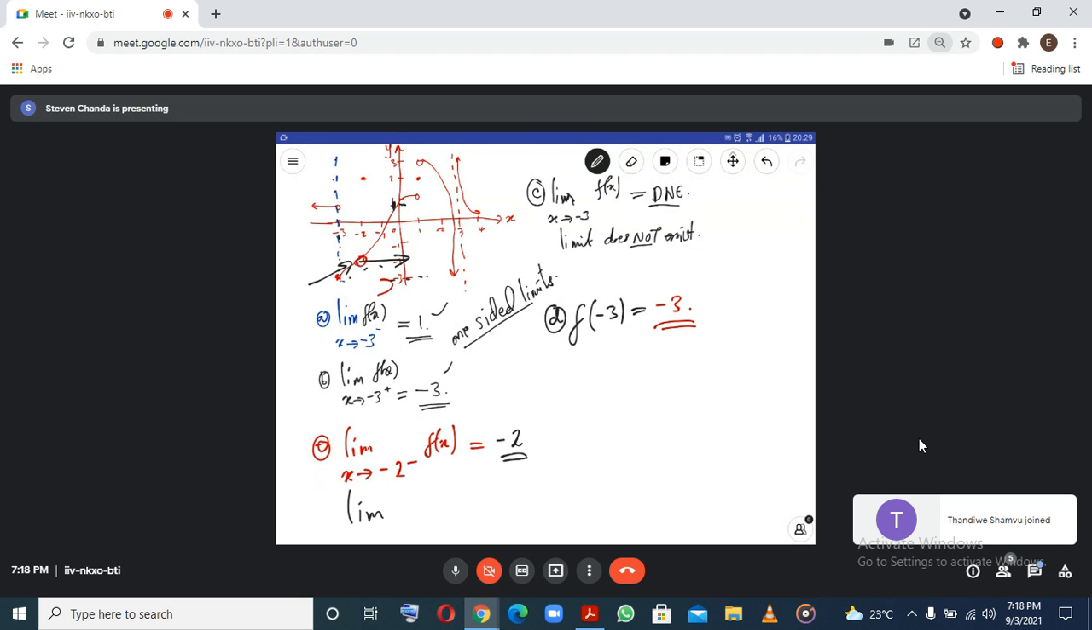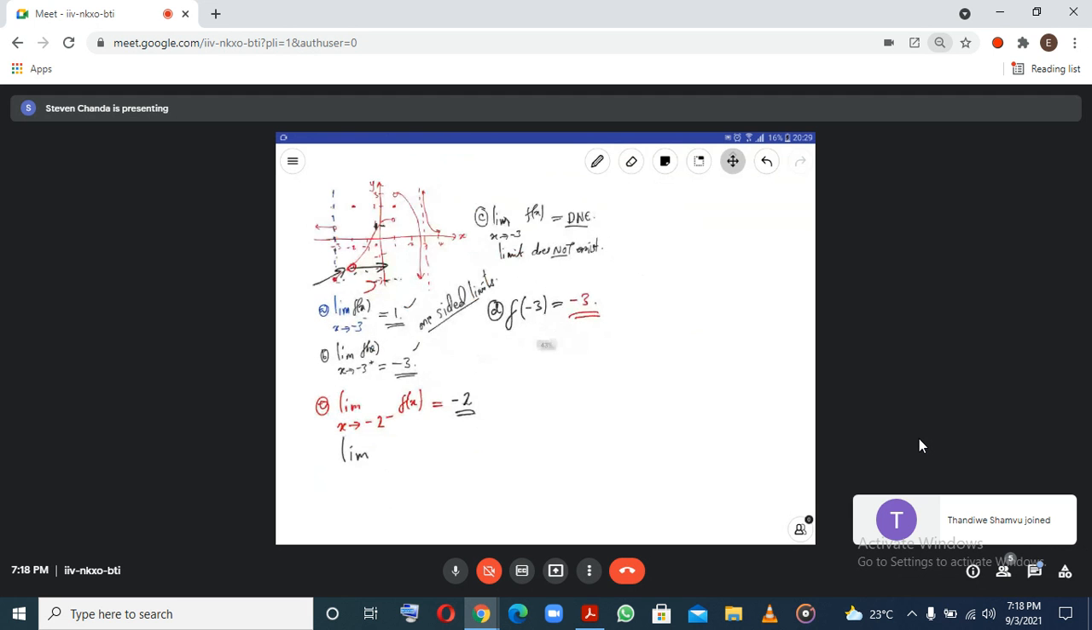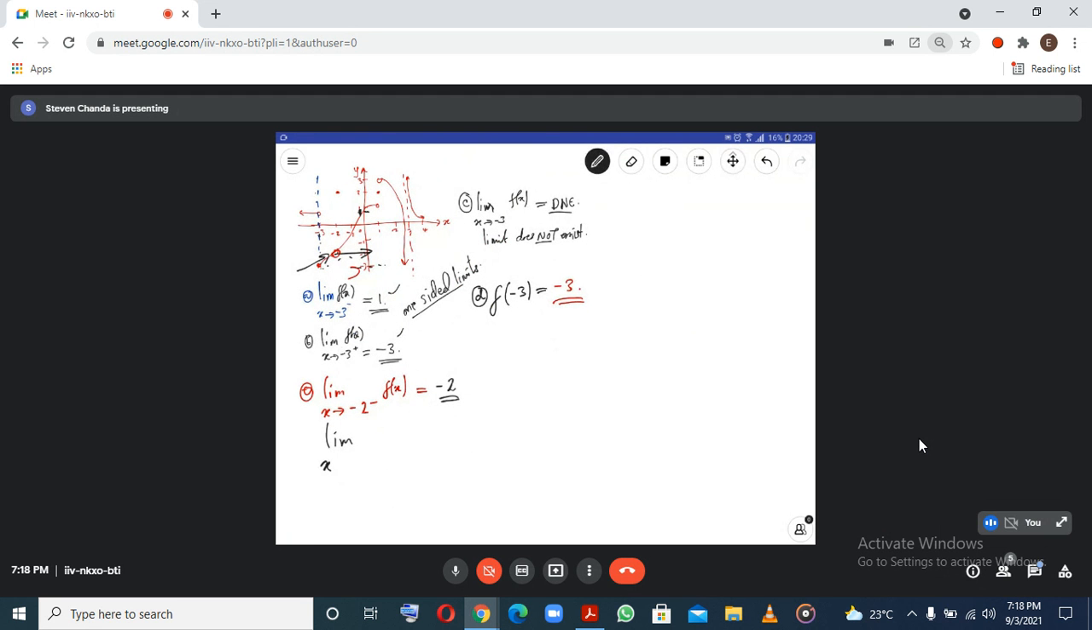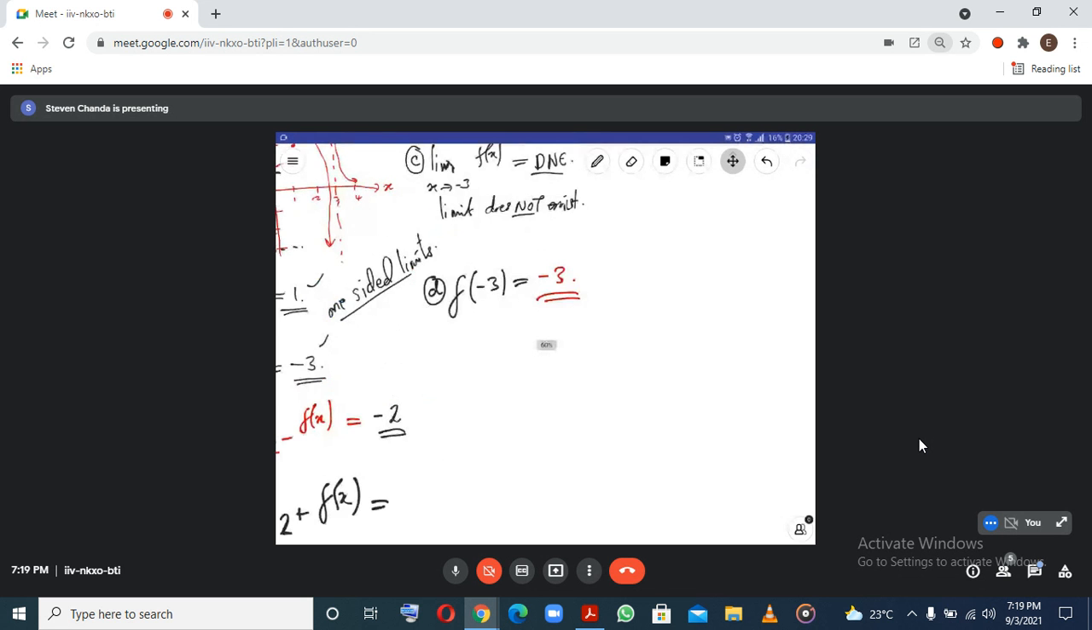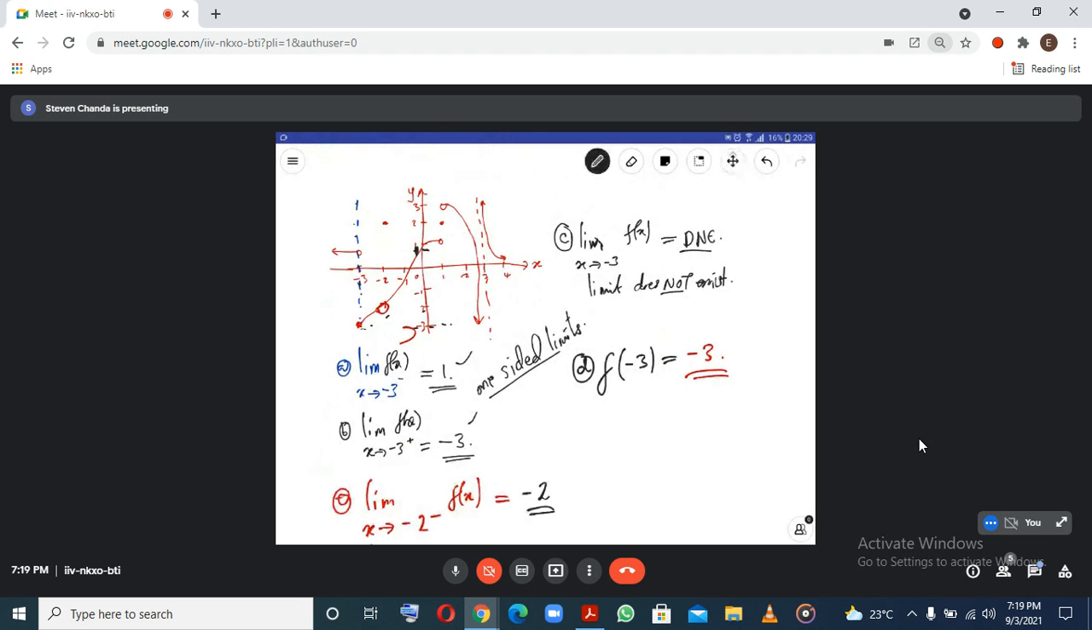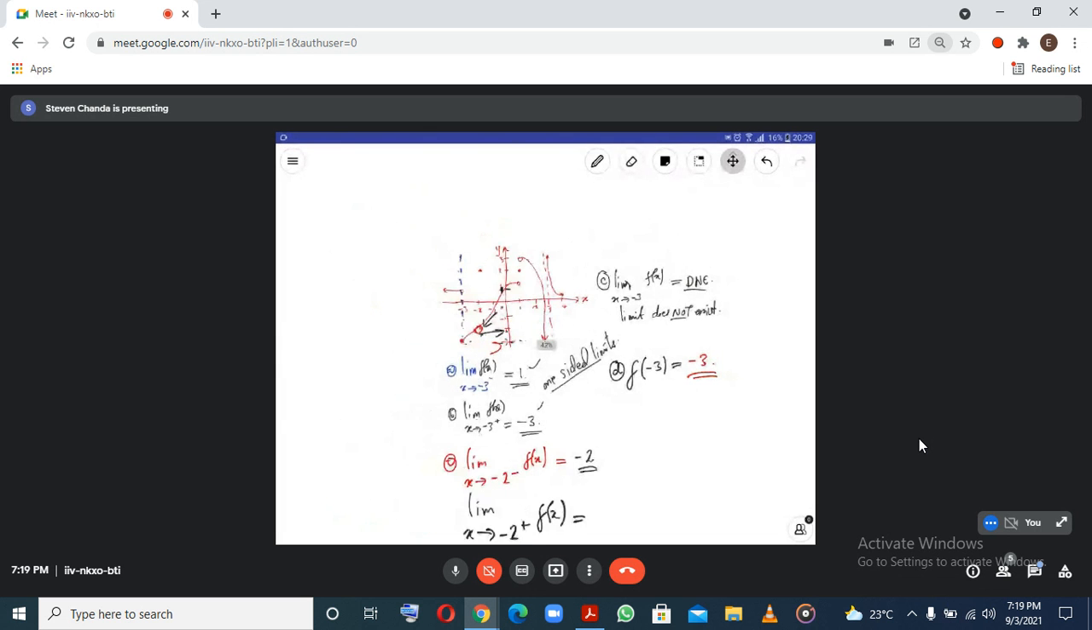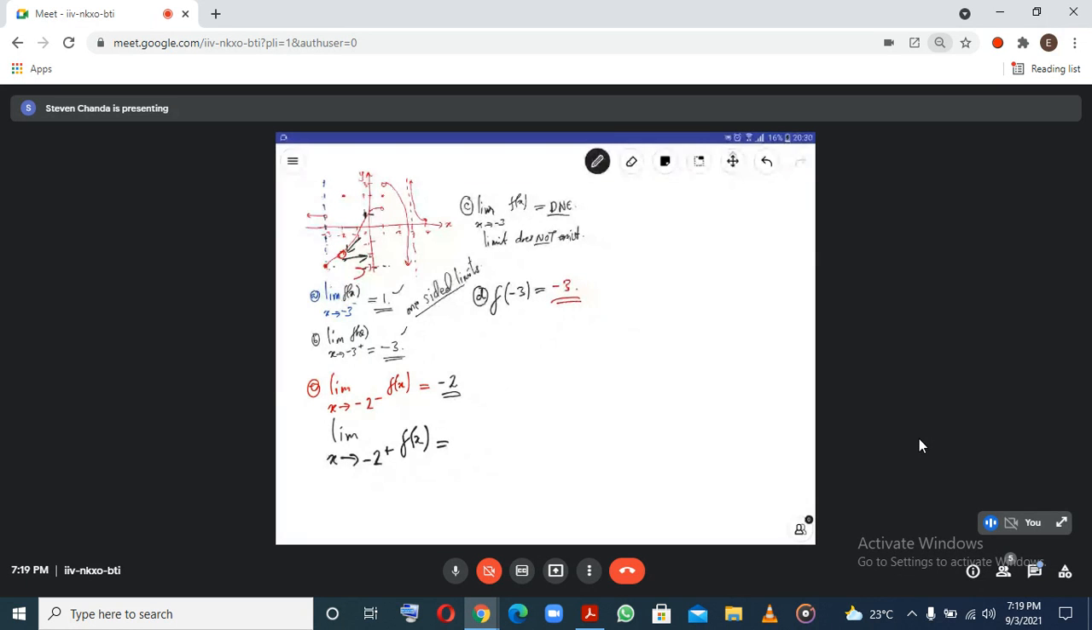Then you say the limit as x goes to negative 2 from the right side, like the plus on top. Again, coming from the right towards negative 2, you are still finding negative 2 there. So the limit is negative 2. Now you see that the limits we've gotten from the left and from the right are the same.